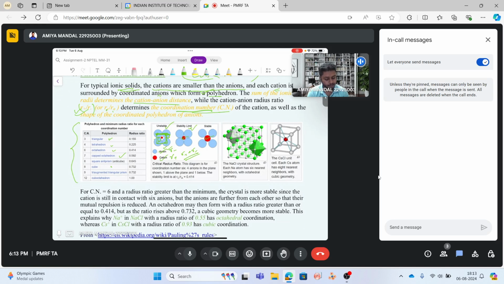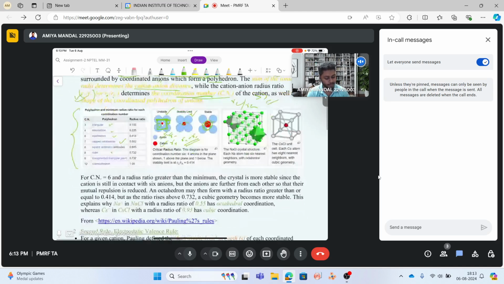Next, the stability limit increases when the anion size is bigger. So when the cation and anion radius are getting bigger, it is going to be stable, because the separation between the similar ions is increased. So the repulsion forces between them are decreased, and then it is going to be a stable material.